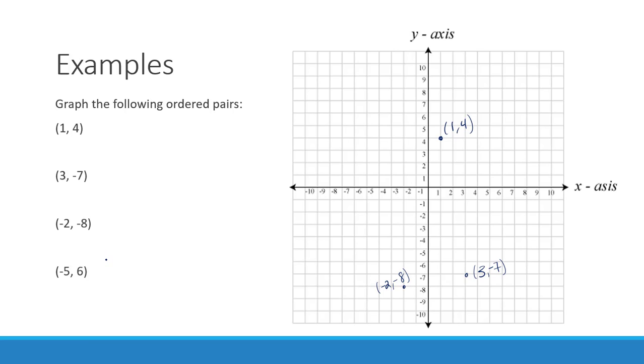And then last but not least, we're crawling over to negative 5, and then we're going up 6. So again, the thing you want to make sure you remember is crawl before you walk. Crawl over first on your x value, and then go up or down based upon your y value.